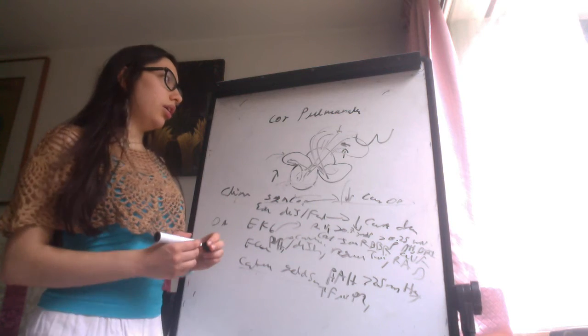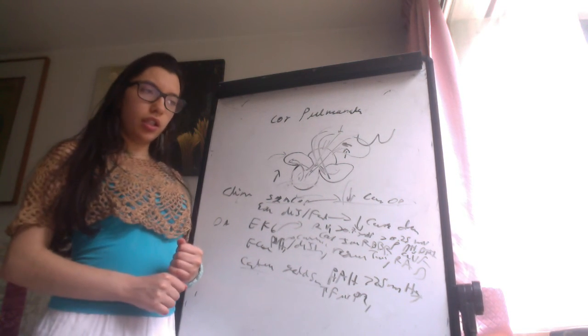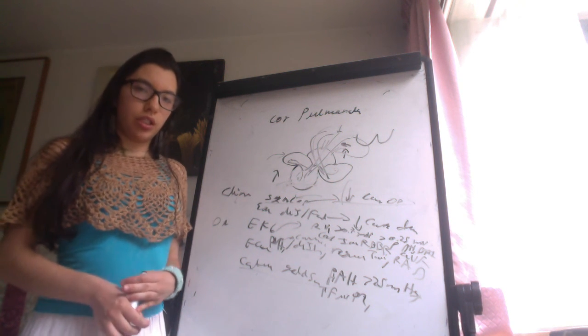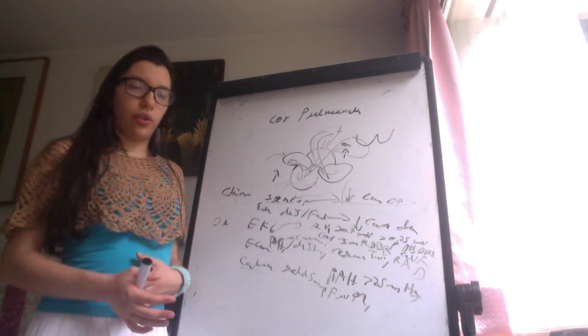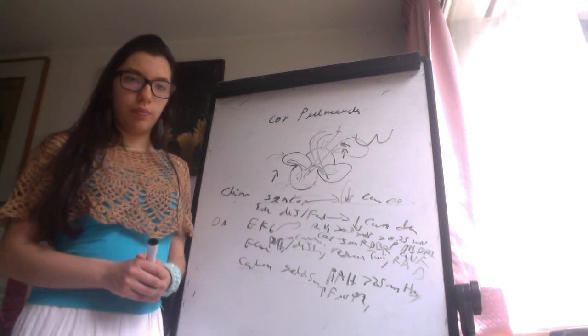So cor pulmonale is the heart failure caused by a lung disease, most commonly obstructive pulmonary disease, and will present with exertional symptoms, could be dyspnea or syncope, and the gold standard for the diagnosis is the catheterization.